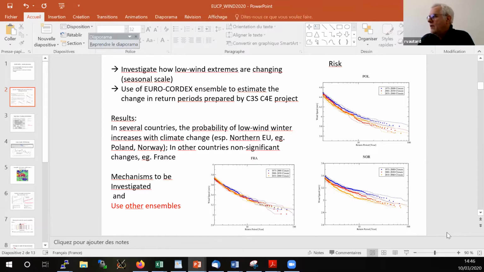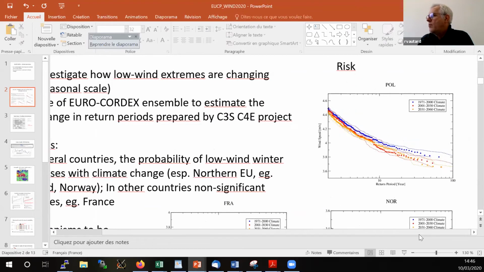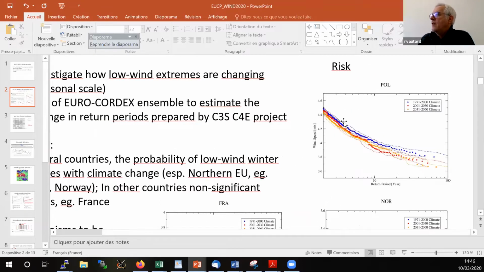You may not be able to see it properly on the screen, but here, for instance, for Poland, we have in blue the past curve showing, as a function of return period, the return value of the wind speed. So when you go to very long return periods, you go to lower wind speeds. You can also read it the other way, looking at very low wind speed, and high return periods of such extreme events.